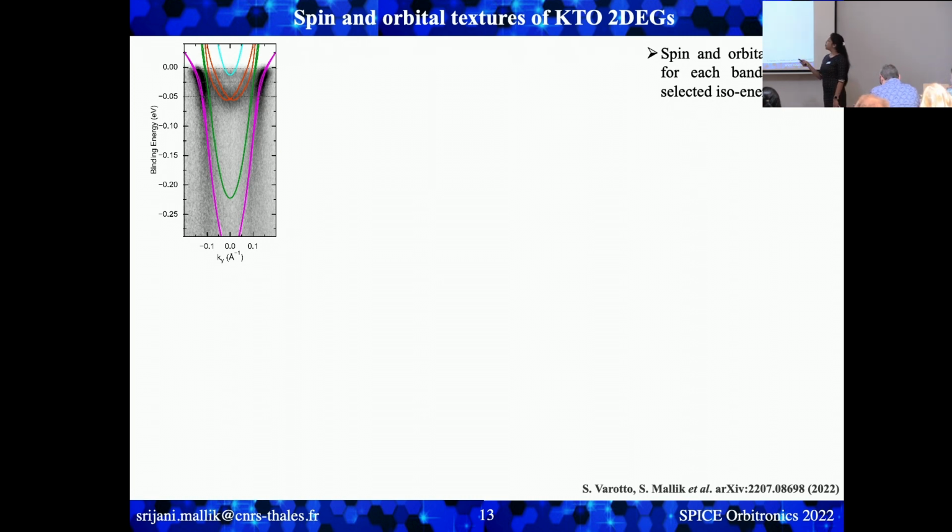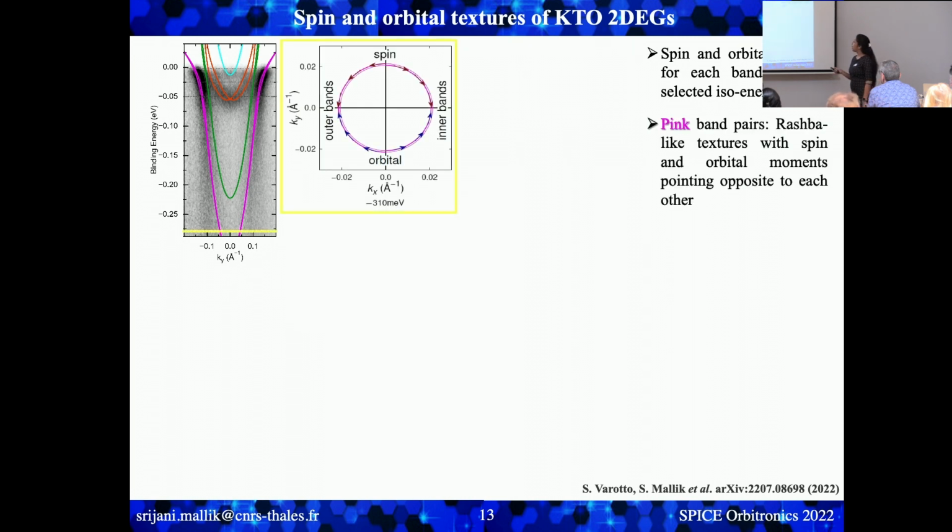So I came back to the band structure which I already presented to you earlier, and now I will first show you the spin and orbital textures calculated for each band pair close to the band edges. So let's start by taking an iso-energy line close to the pink band edge to see how it happens. And for these images I would like to define some nomenclature.